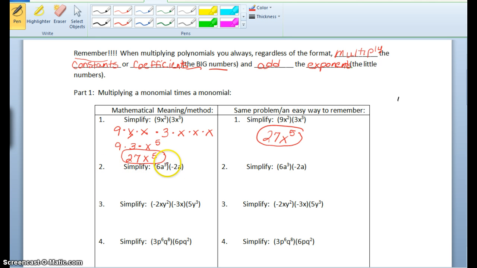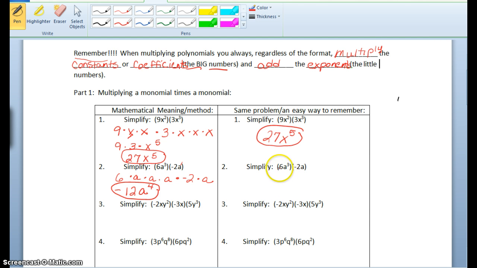Now let's look at number 2. We've got 6a to the third power times negative 2a. Again, remember, what's the exponent of the a? There's only one a, so it's a to the first power. So let's write this mathematically. We have 6 times a times a times a times negative 2 times a. So 6 times negative 2 is negative 12. We've got the variable a, and we've got 1, 2, 3, 4 a's. So your answer is negative 12a to the 4th.